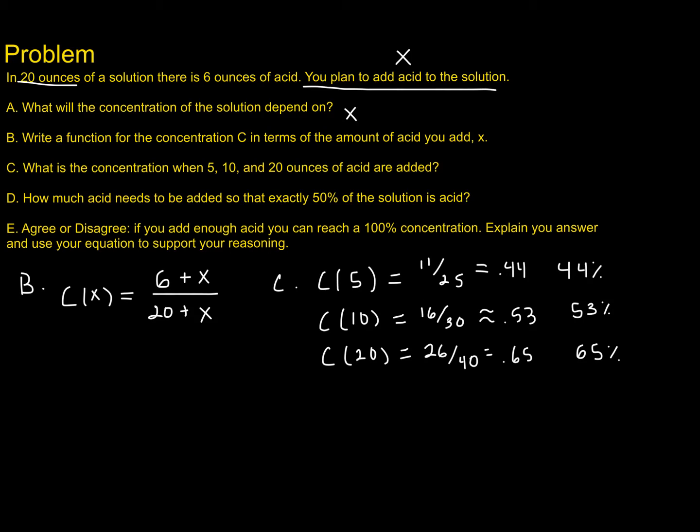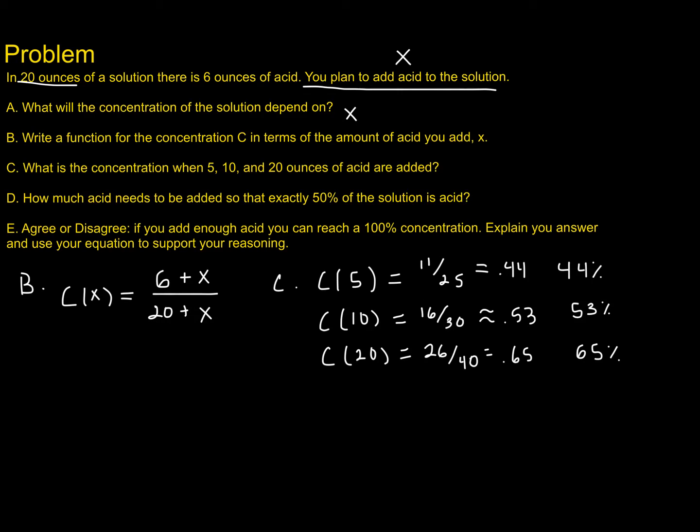So now the question is, how much acid needs to be added so that exactly 50% of the solution is acid? And this could come up quite often because sometimes you know exactly how much of a certain chemical is safe and how much isn't. And so you don't want to just find out what the concentration will be. You want to say, I need the concentration to be something. Let me find out how much acid I should add.